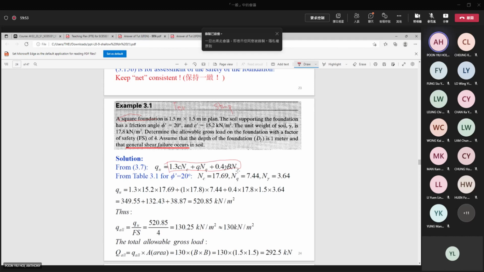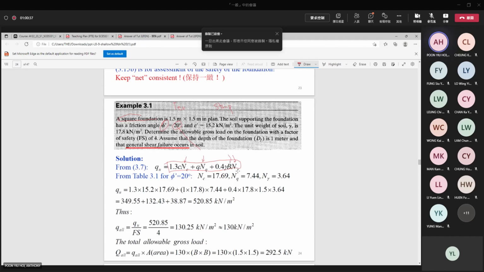Okay. And then friction angle. So how do we use this friction angle? We use this friction angle to find Nc, Nq, and Nγ. So we look up the table and then find these, or you can also use the equations to calculate them, either way. So you can find these factors. And the first step is to substitute into this equation. So this is very straightforward.